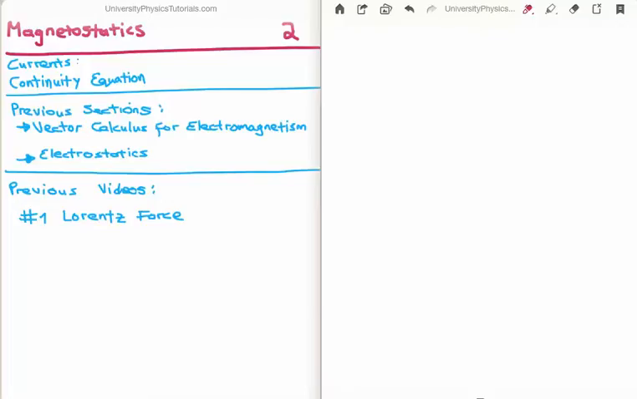So, first of all, just to remind us, we know that all magnetic phenomena are a result of the movement of electric charge. That means that there are no magnetic charges, or what we call magnetic monopoles. In this particular video, I'm going to discuss current density, and we'll see that there are two types of current density in general. There are surface current density and volume current density. And from that, I'll move on to the continuity equation, which is one of the results of Maxwell's equations.